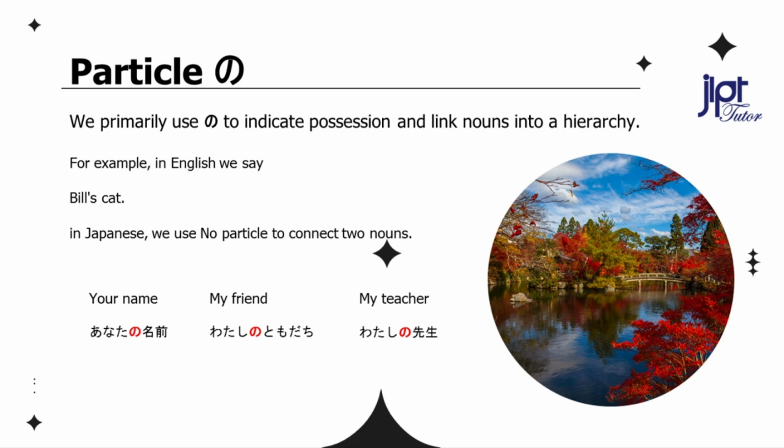Your name. あなたの名前。 My friend. 私の友達。 My teacher. 私の先生。 Just remember that particle no shows the relation of one noun to another.